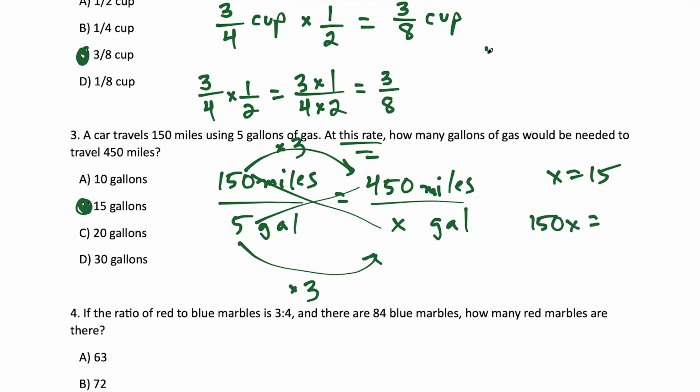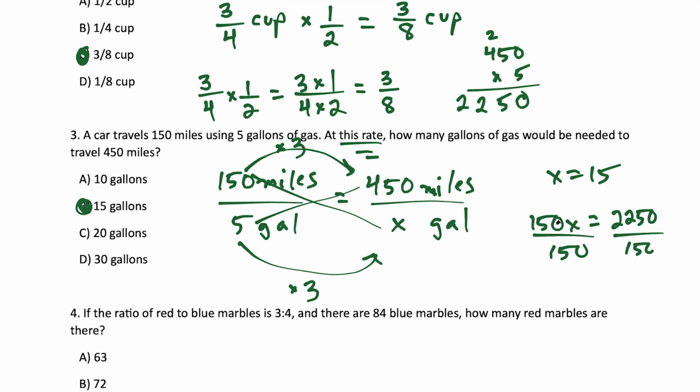But then you'd have to start doing long multiplication like this. So 450 times 5, because remember, for the ASVAB, you don't get a calculator to do these sections. And you'd have to multiply this out. So it'd be 5 times 0, 5 times 5 is 25, carry the 2, and then 5 times 4 is 20, plus 2 is 22. So we would have 150x equals 2250, and then we'd have to divide both sides by 150.